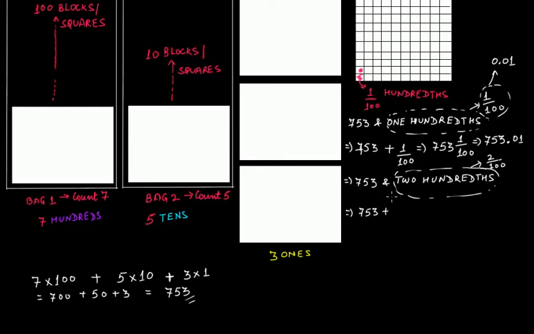plus 2/100, and the value of 2/100 will be 0.02. So this number will become 753.02. So you get next time this one, and this one, and this one, and this one.